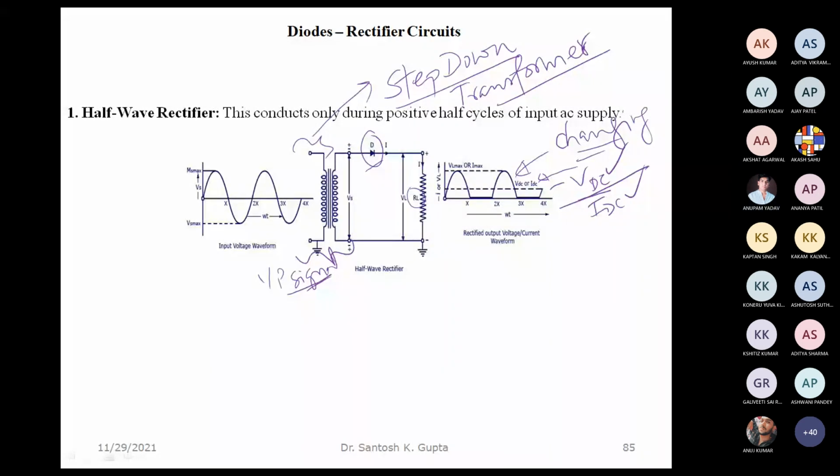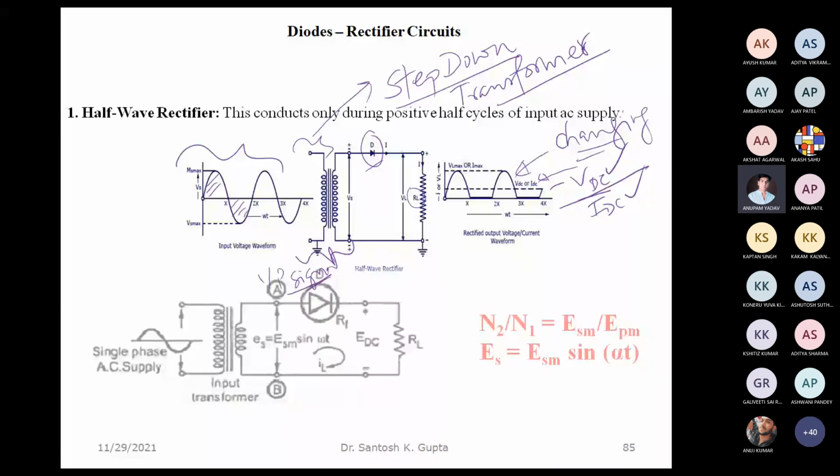Whereas the input signal has an average value equal to 0, because we can see that the positive half and negative half both are of equal area, and so the average value is 0.